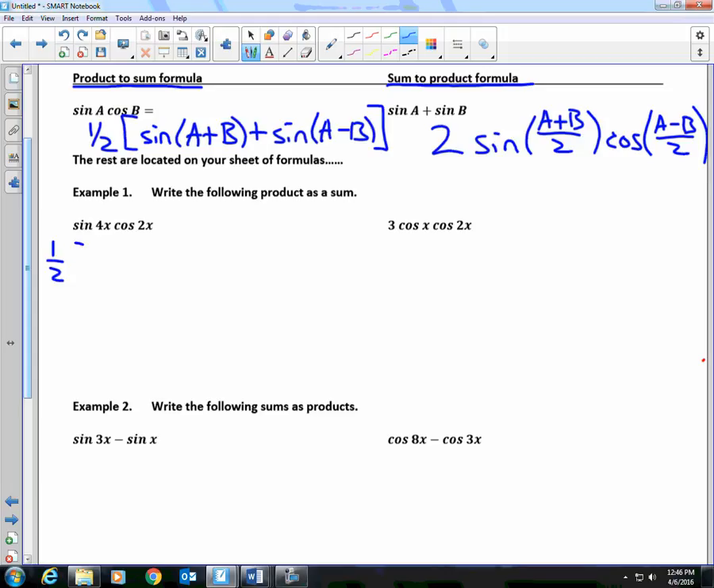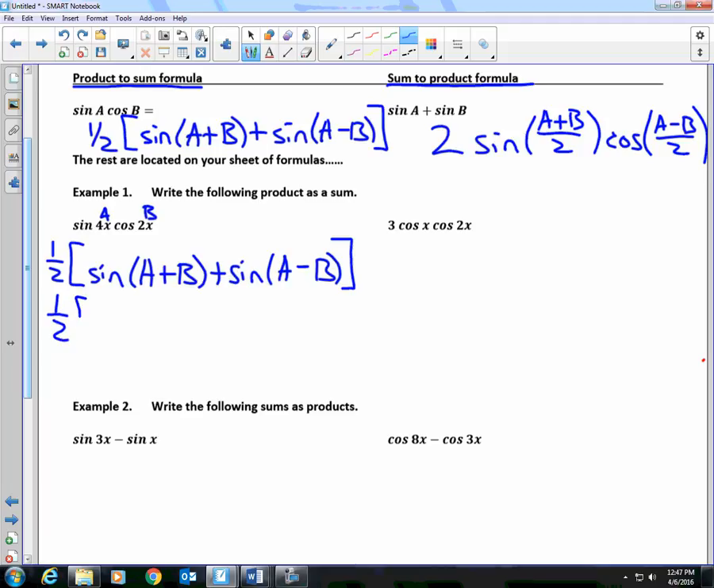1/2 times the sine of A plus B plus the sine of A minus B. What is A in this problem? 4x. What is B? 2x. So I have 1/2 times the sine of, what do I get if I add the two together? 6x plus the sine of, what do I get if I subtract the two?